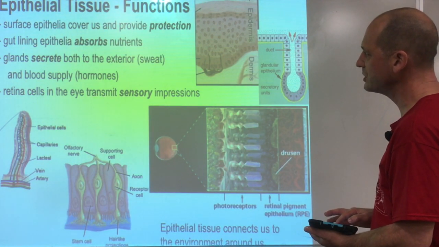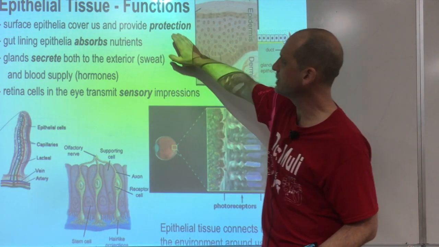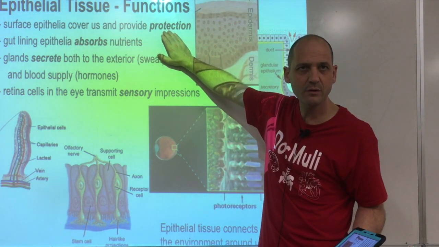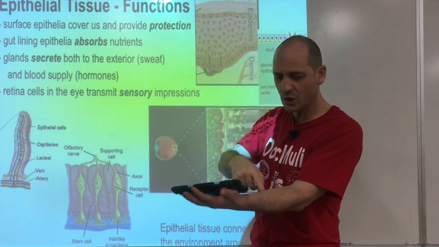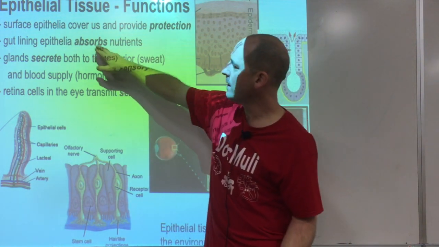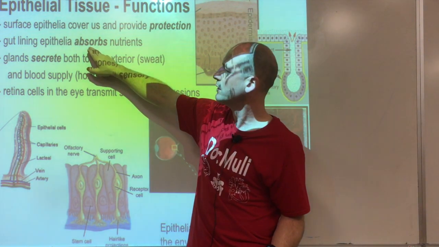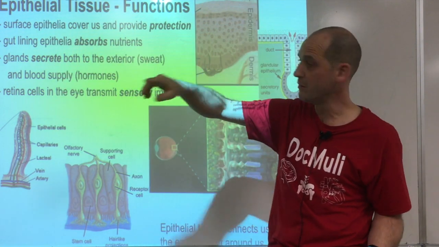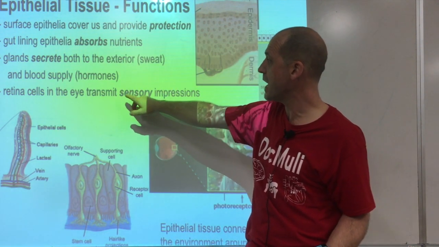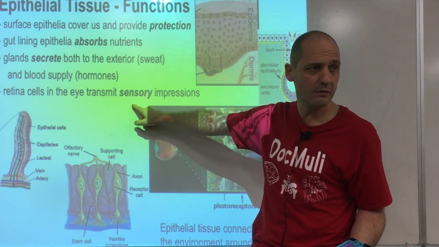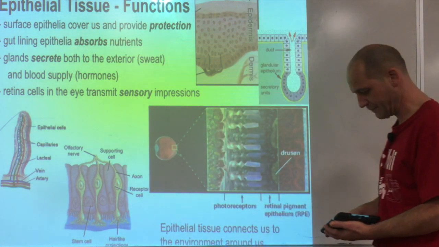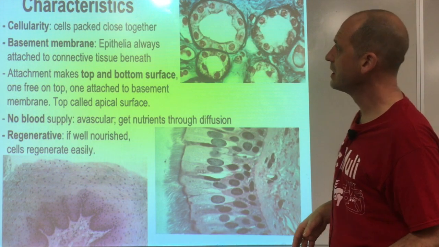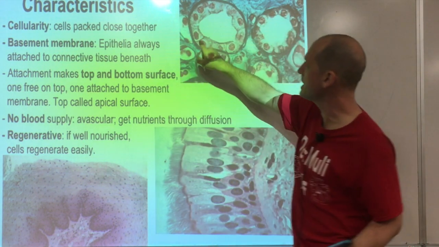Epithelial tissue functions. We have protection as a function, like thicker skin. You don't bleed. It protects the underlying tissues. We want to absorb nutrients, and we want to secrete sweat, for example. And then we have some sensation with it, some sensory epithelium. And then the characteristics, it's very cellular. You see that here on the slide.